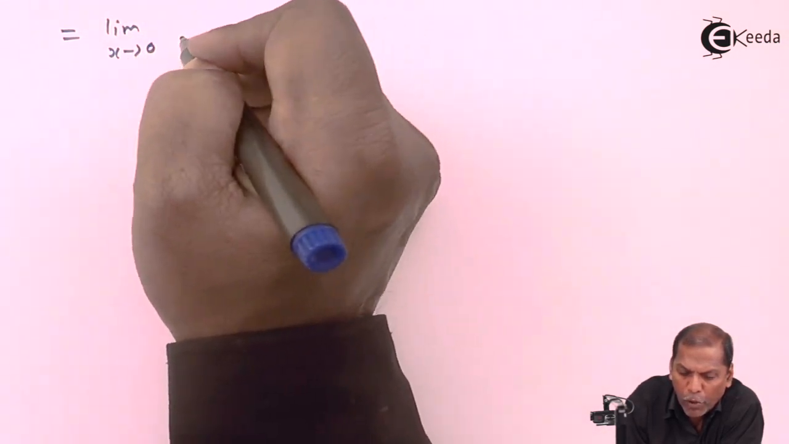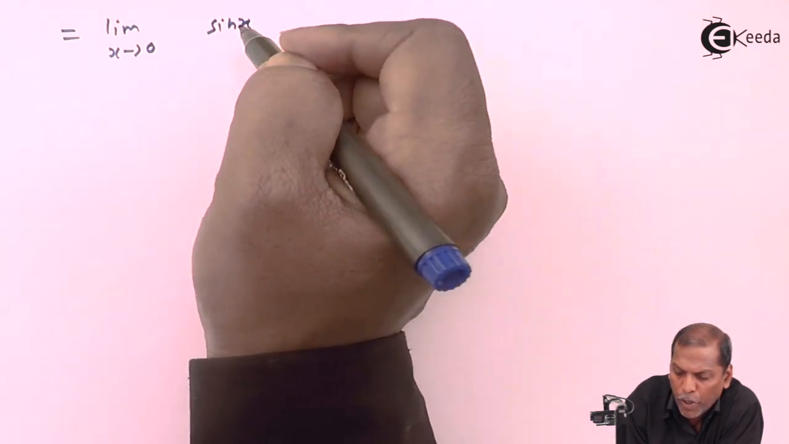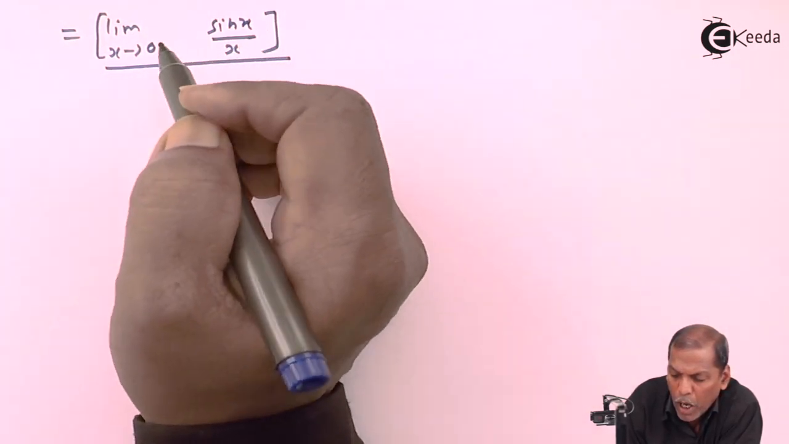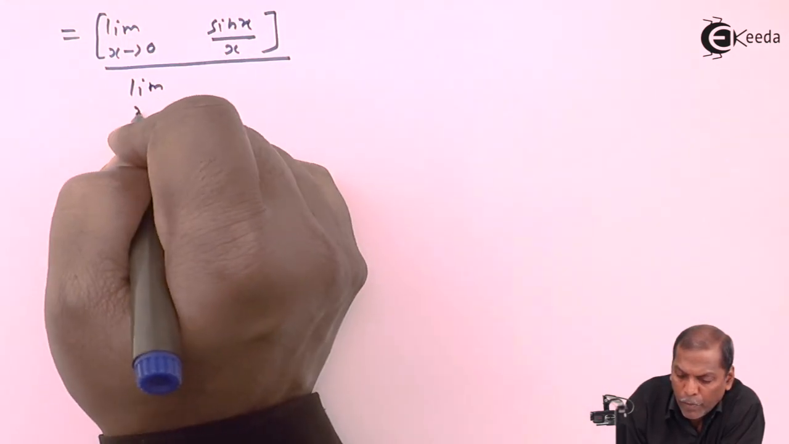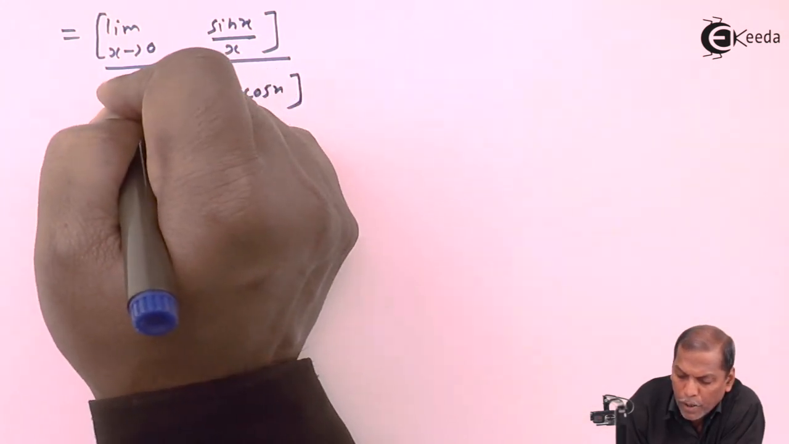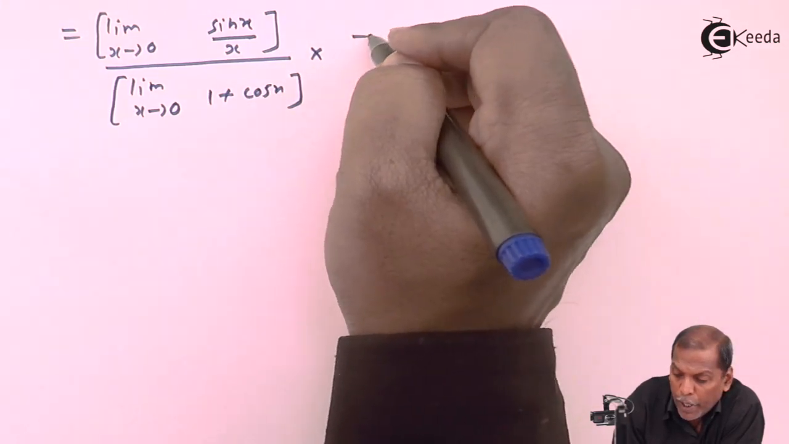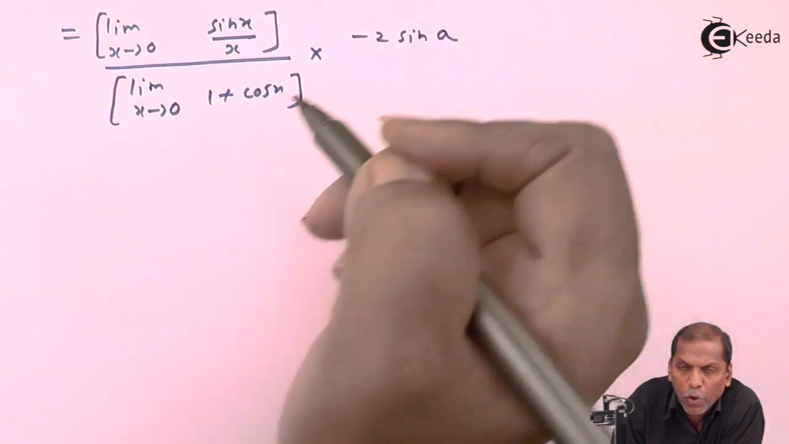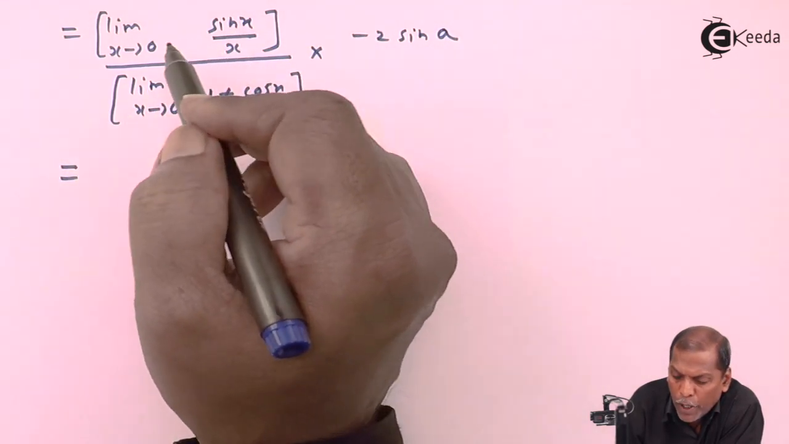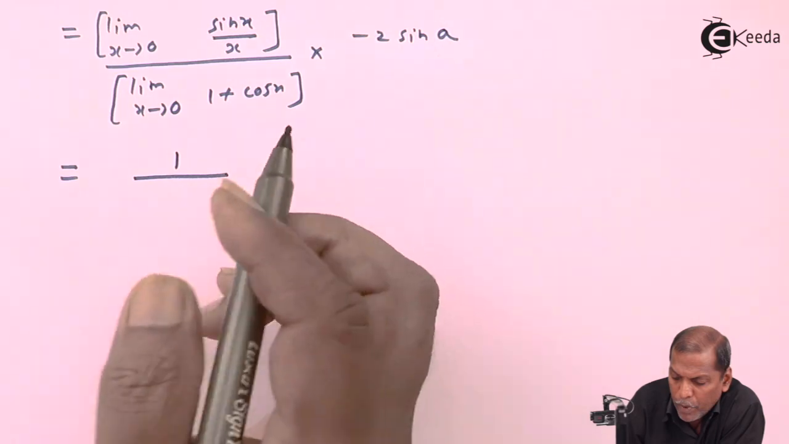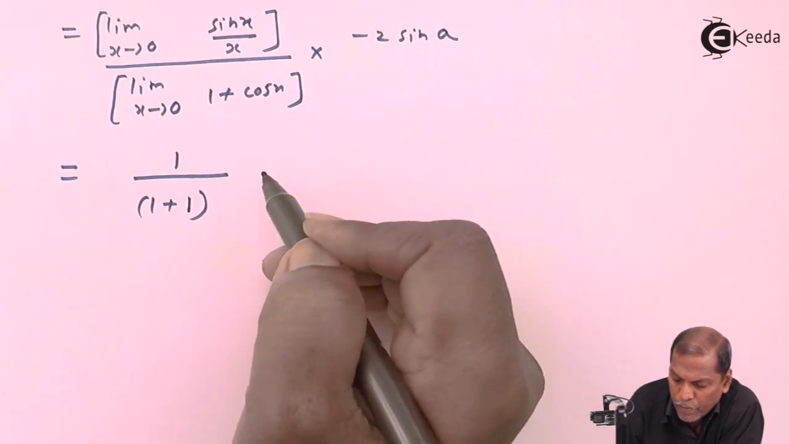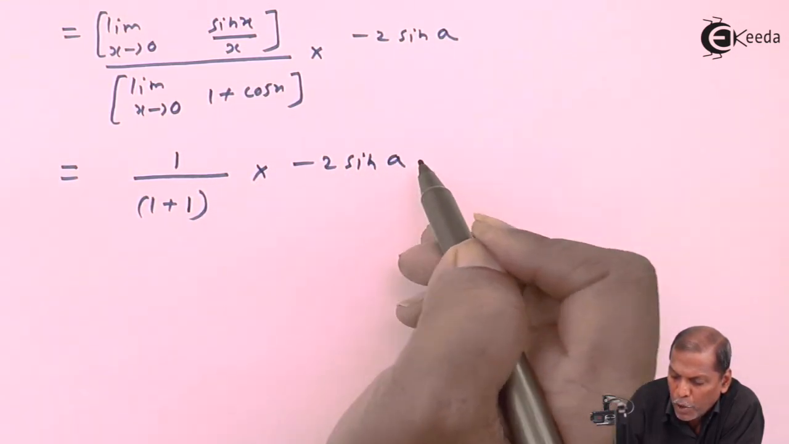So the next step will be limit x tends to 0. Now we write sin x from the numerator upon x from the denominator as one limit, upon, in the denominator, the second limit, limit x tends to 0 of 1 + cos x, into the remaining constant term, minus 2 sin a, which we write as it is. Now by using the limits formula, sin x upon x as x tends to 0 gives 1, upon 1 plus limit x tends to 0 of cos x, that also gives 1, into minus 2 sin a.